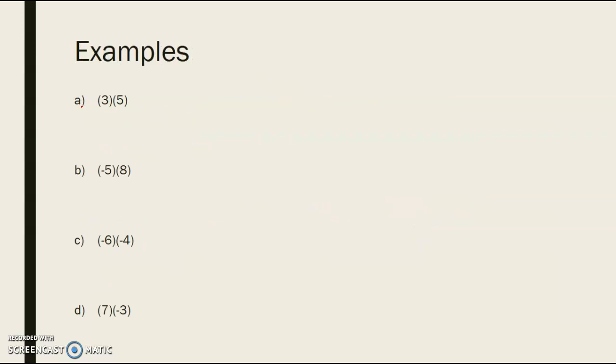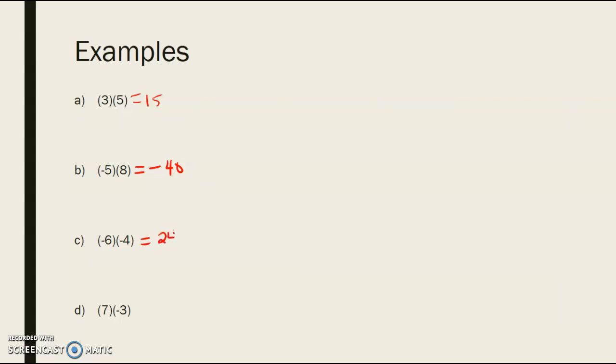So as we go through here, 3 times 5, they're both positive, so then I just have to think, what is 3 times 5? Well, that equals 15, and it's positive because we have the same sign. Although when we look at B, we have a negative times a positive. So by the rules we've made for ourselves, negative times a positive is going to be negative. And then 5 times 8 is 40. Negative times a negative, we have the same sign, so it's going to be positive. And then we just think, what's 6 times 4?